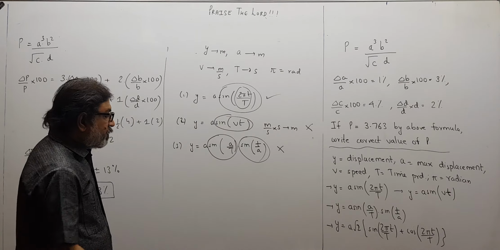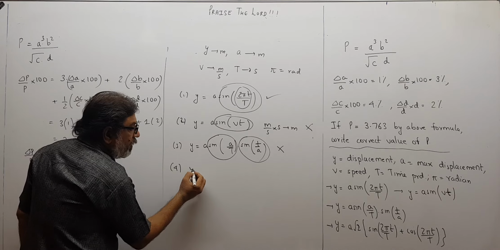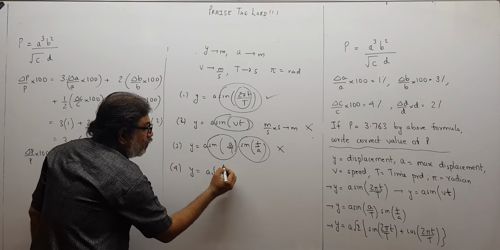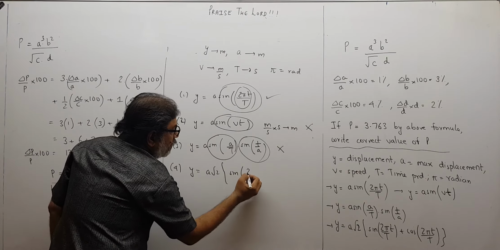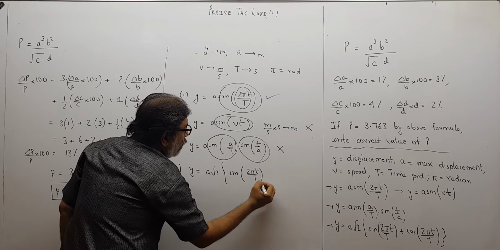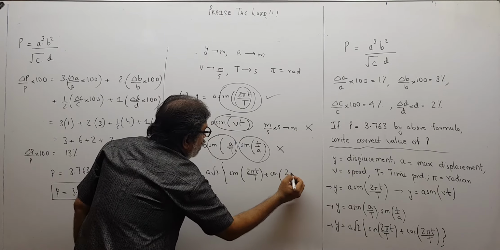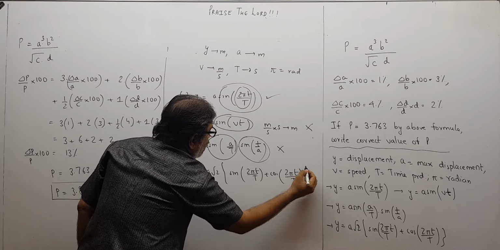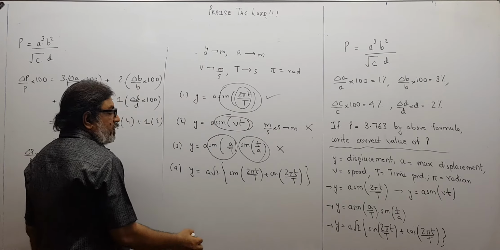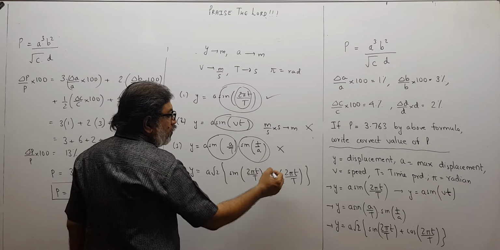Then fourth one, Y is equal to A root 2 sine 2 pi T upon T plus cos 2 pi T upon T. Now see, this has got no units, this has got no units.